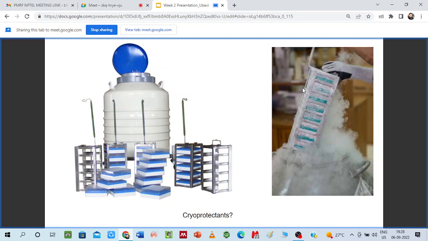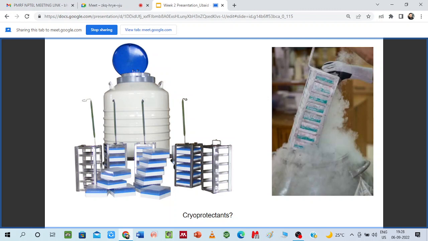So why do we need to store the cells? For example, if you are working with cells, you have done your experiment for 10 to 15 days. After that, you are planning your next experiment for after some time, for example 10 days, 15 days, 1 month, but you cannot keep your cells running in the cell culture as they are growing. So you have to store them. Since the cells are live, you have to freeze them so that all the metabolic activities of the cells are halted, and also there should not be any damage to the cells.